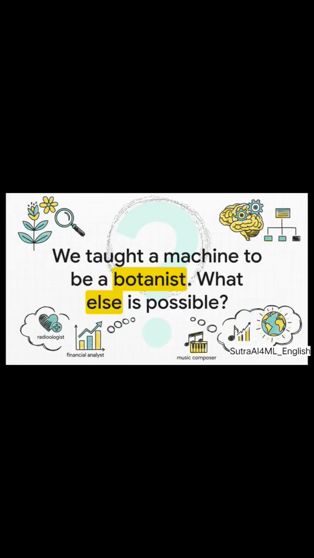So there you have it. That's the entire life cycle of a basic machine learning project, from a simple question all the way to a working model. We used a simple process and some data to teach a machine to be a pretty darn good botanist. It really makes you wonder, doesn't it? What other experts can we teach a machine to be? A radiologist? A financial analyst? Maybe even a music composer? The possibilities are just getting started.